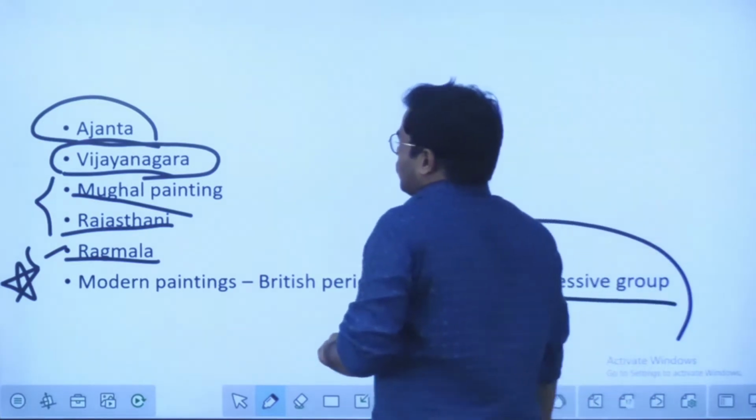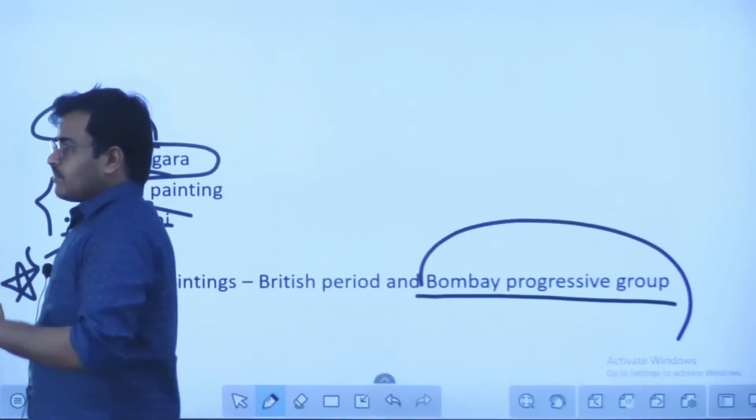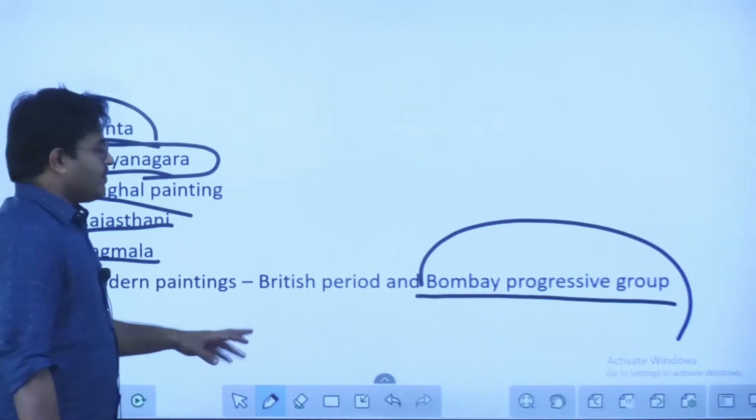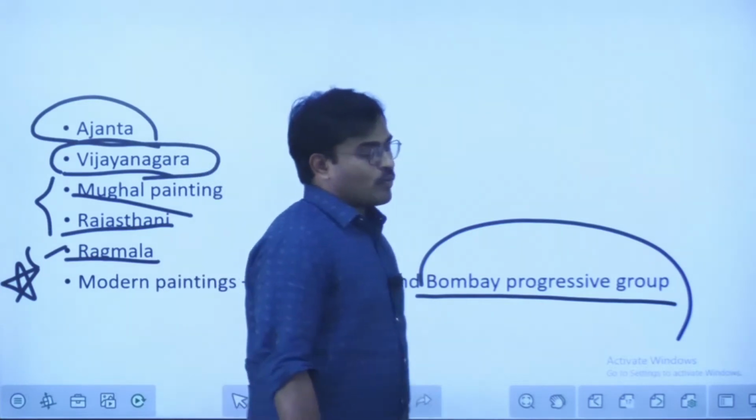So these are the more important ones. Rest of the things, neglect them. Pallava, Chola painting, not required. They are more related to prelims. Only these themes are important: Ajanta, Vijayanagara, Mughal painting, Rajasthani, and Ragamala, and in modern paintings, the Bombay Progressive School is more important.